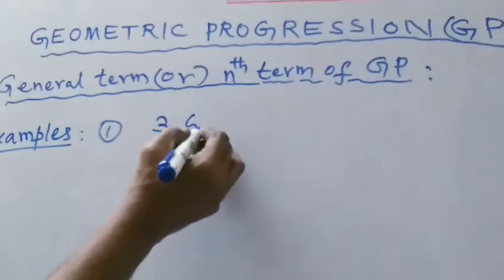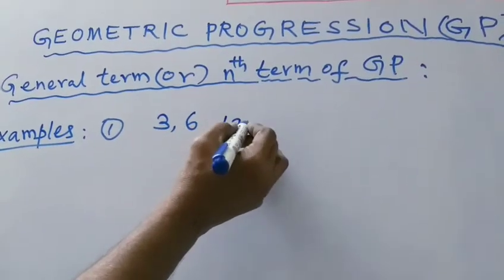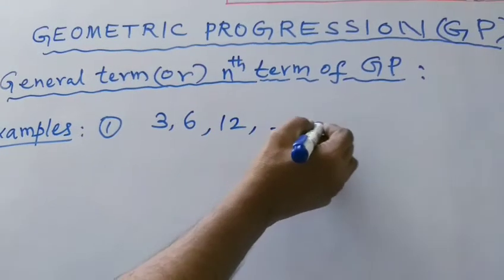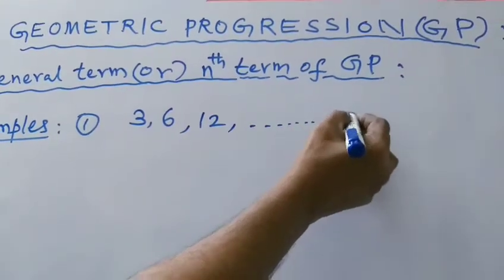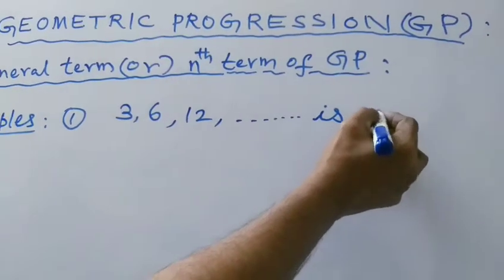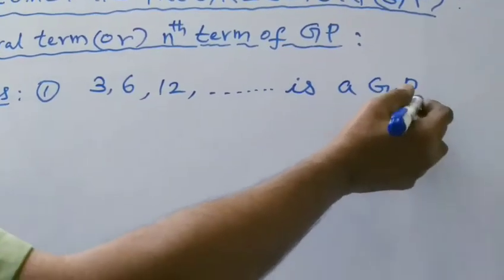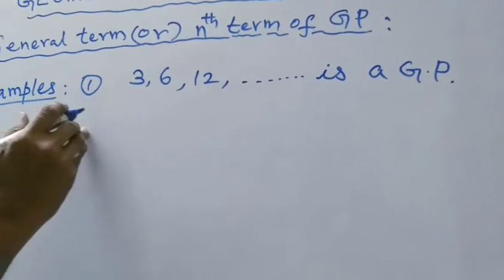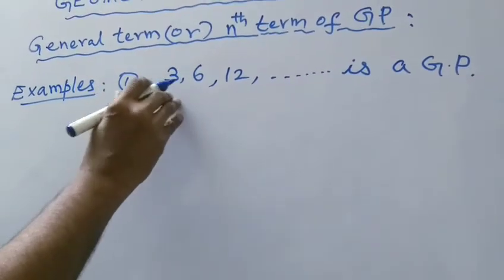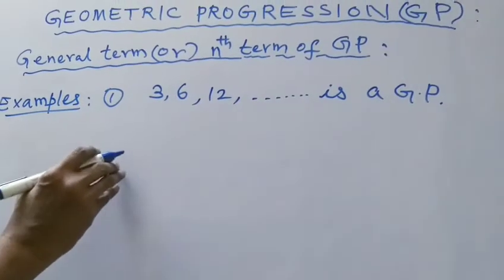3, 6, 12, and so on is a geometric progression. Now we have to confirm this sequence is a geometric progression.